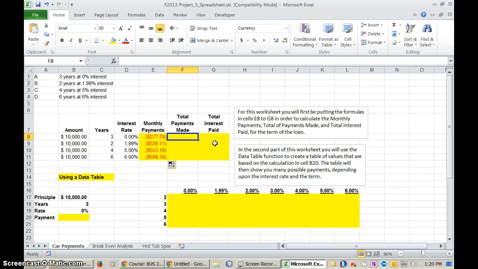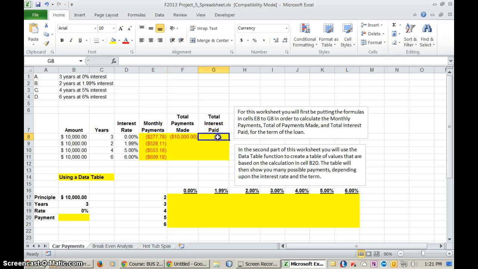In order to do that, we'll have to use a formula. We'll start off with equals, so it's going to be E8 multiplied by, we want to multiply it by 36, so it's going to be C8 multiplied by 12, and that should give us our 36 that we're looking for. So E8, which is our monthly payment, multiplied by 36, and it'll give us 10,000.